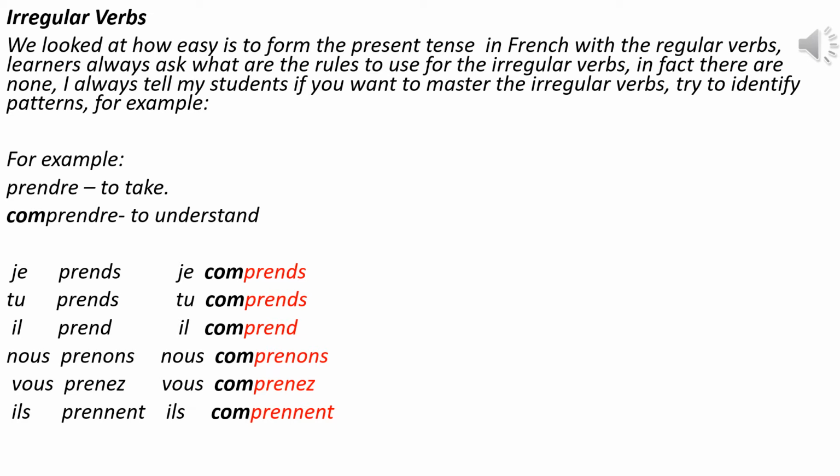If we take this example, two verbs, prendre and comprendre. Prendre is to take, comprendre is to understand or to comprehend. As you can see, there is the verb prendre within the verb comprendre. So if I know how to use prendre, for example, I take is je prends, I understand is je comprends. So all I need to do is add com to the verb prendre.